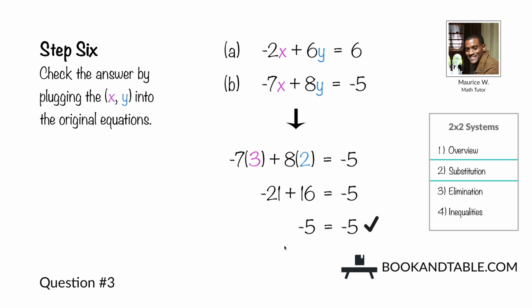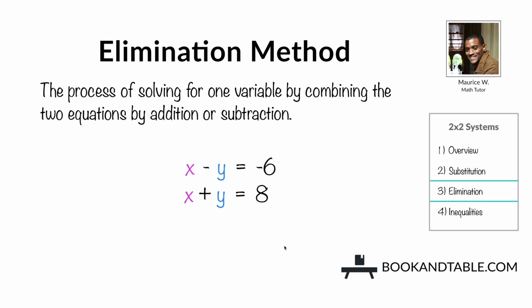So that is how you would go about solving 2 by 2 systems using the substitution method. Let's now discuss how you would go about solving 2 by 2 systems using the elimination method. Now, the elimination method is the process of solving for one variable by combining the two equations by addition or subtraction. So let's say you were given the 2 by 2 system, x minus y is equal to negative 6, and x plus y is equal to 8.